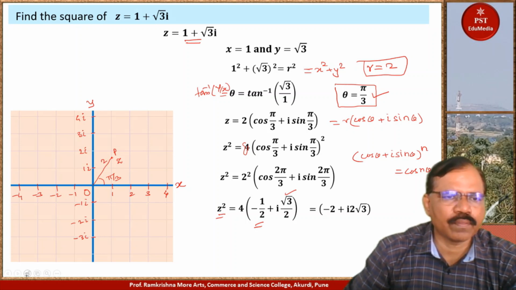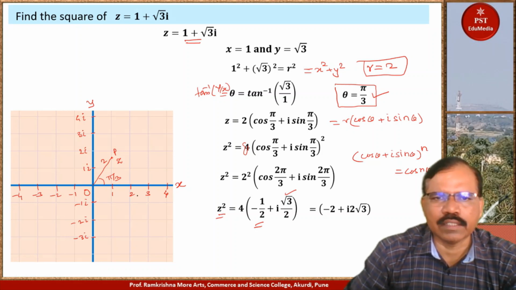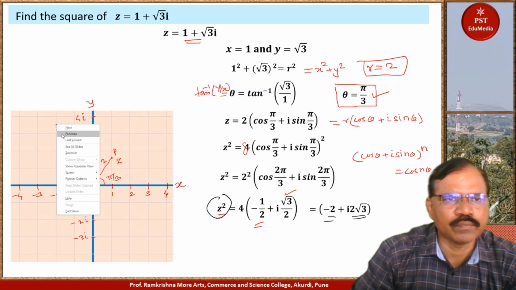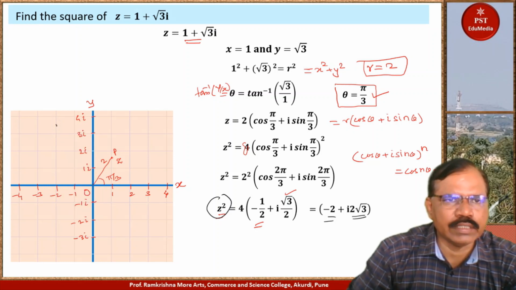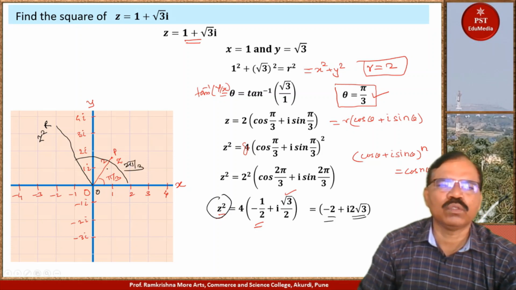Now if we draw z square, this one, minus 2 plus i 2 root 3. So minus 2, 2 root 3, 3.4 something here. So we'll get a point here. And if we join this, so here OR represents z square. And here this angle is 2 pi by 3.